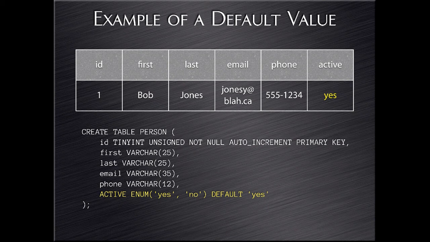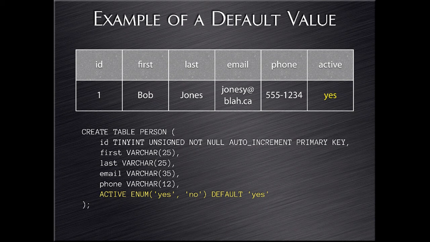Later, when they move to Tatooine or wherever they're going to move to, all we have to do to delete them, instead of deleting them, is we come in here and we just update the table, and we set the column called active to be no, where the ID is 1.